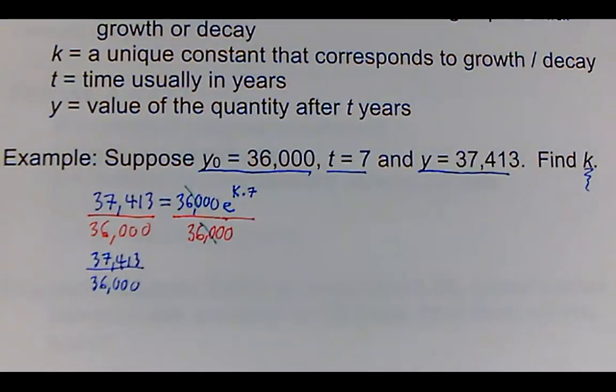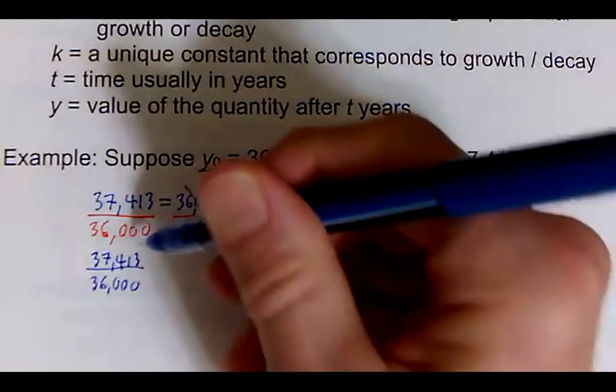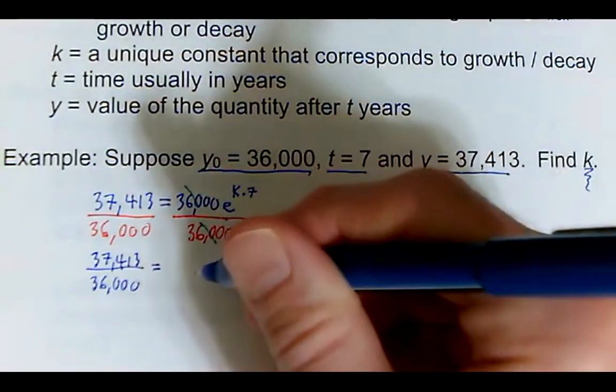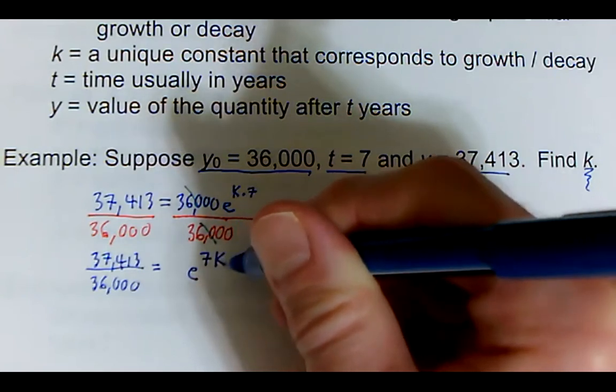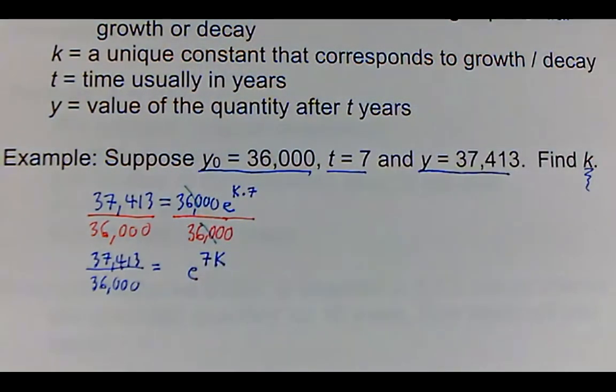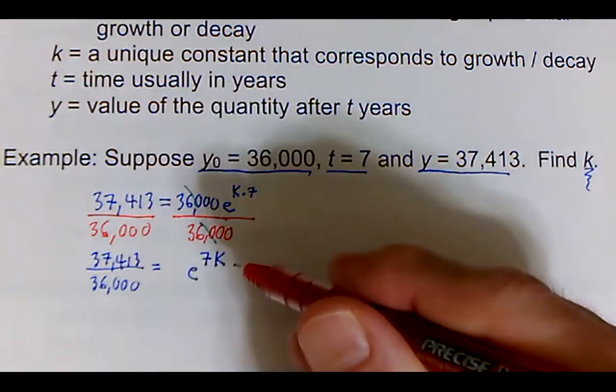And you'd have e to the, and if you will excuse me to do this, let's say instead of e to the k times 7, let's say e to the 7 times k. Looks a little bit more familiar. So the variable I'm trying to solve for is up in the exponent. I need to somehow liberate that.